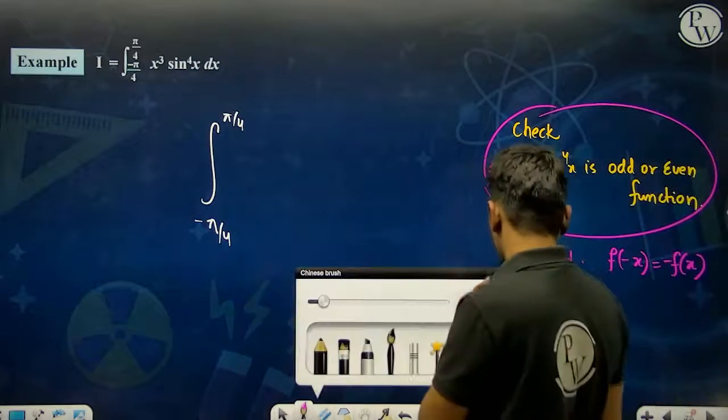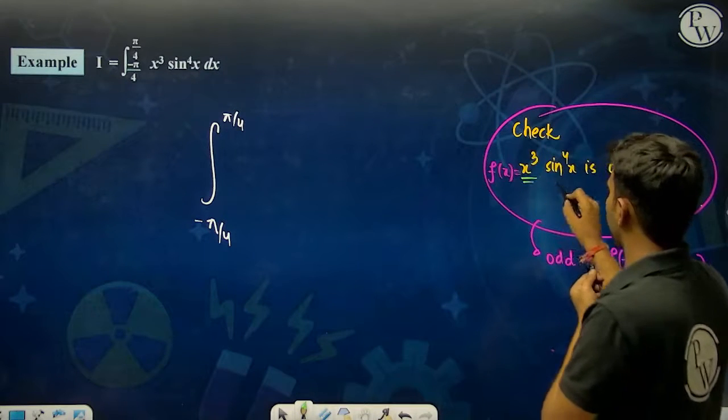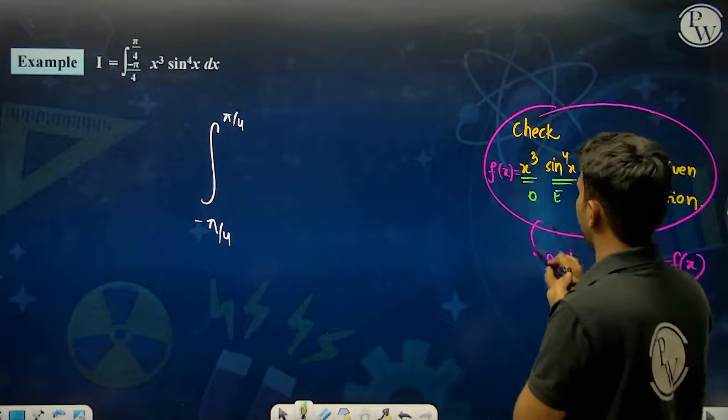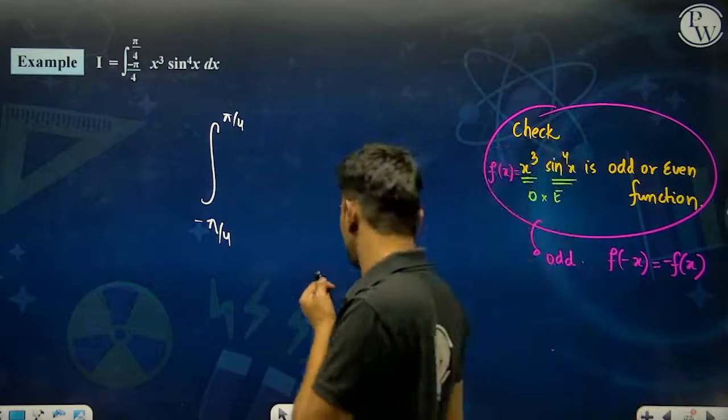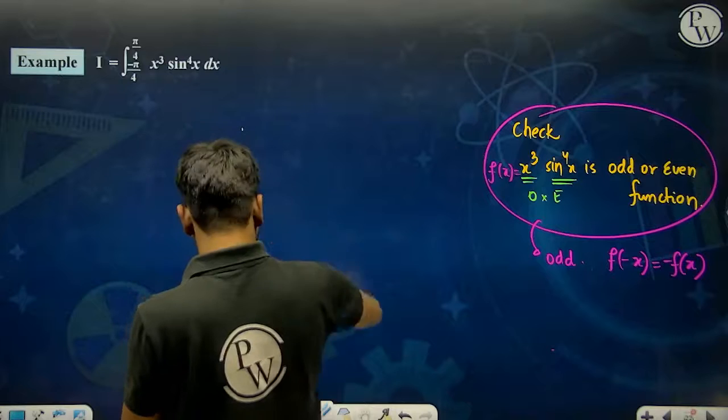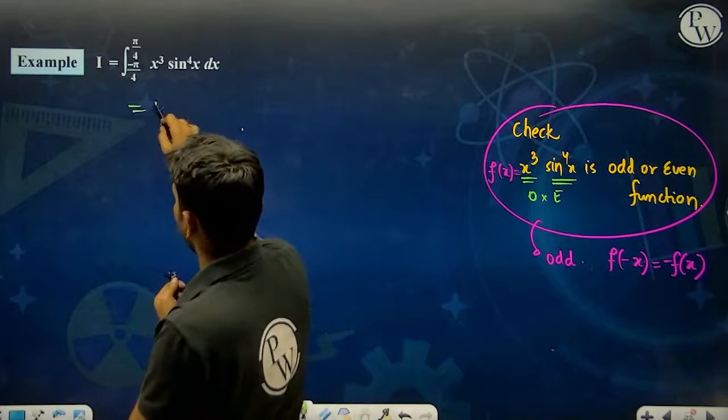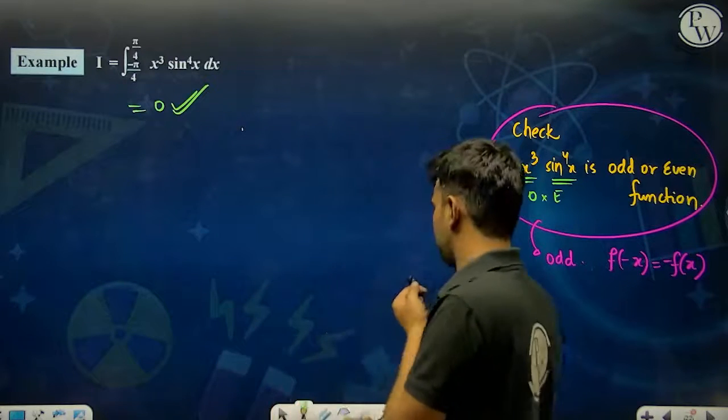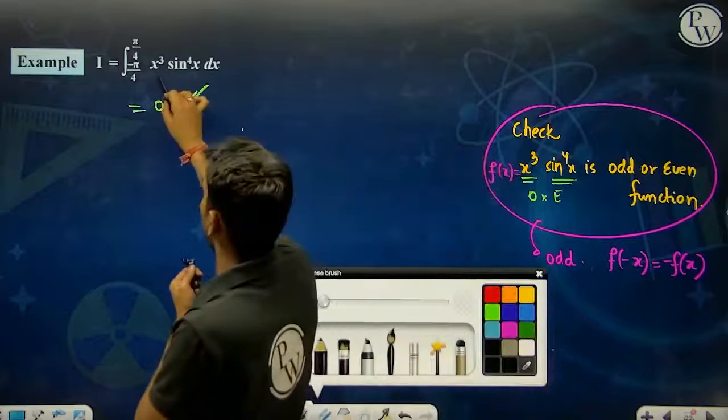Also, you can see that this is an odd function and this is an even function. So odd into even is always going to be odd. That's why this is odd, and if this is odd, you don't even need to calculate it. The answer is going to be equal to 0, because the integrand over here is an odd function.